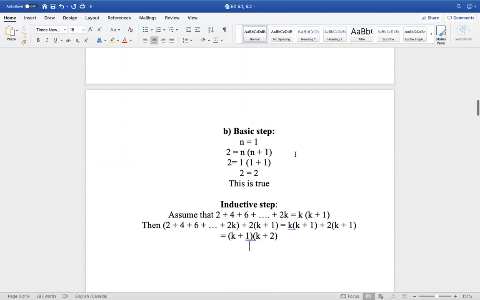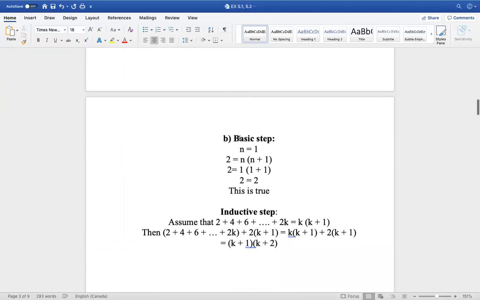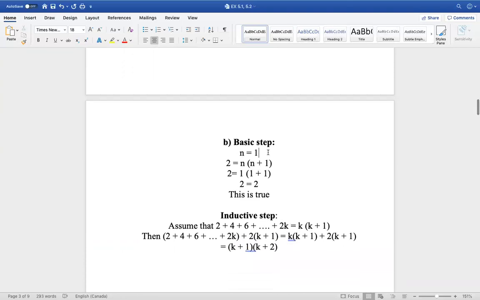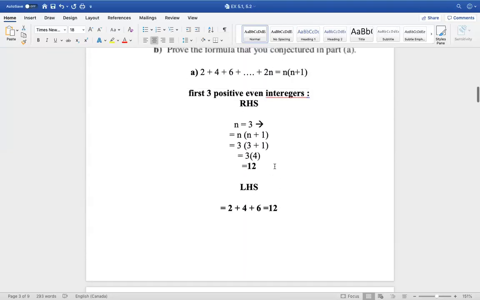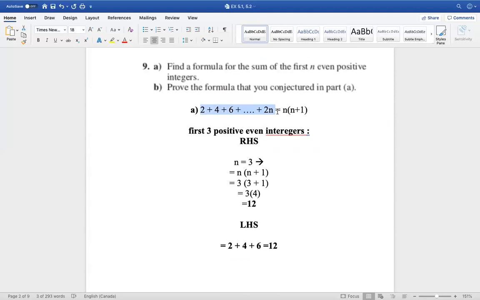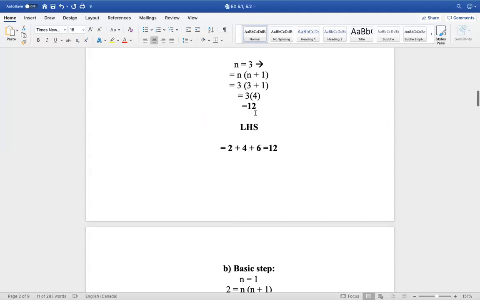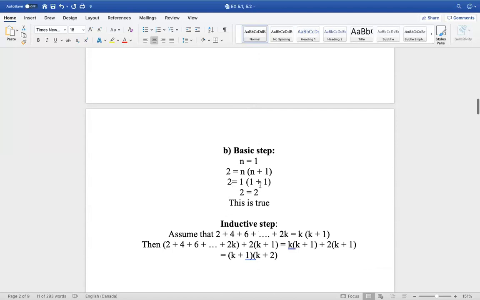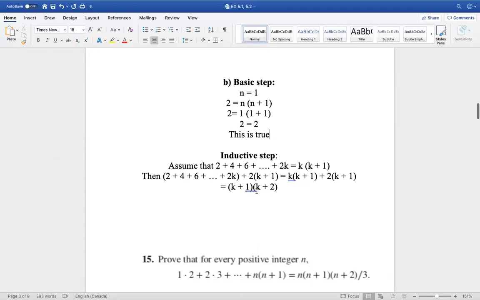Okay, so basically we start with the first even positive integer, which is n equals 1, and then we prove that this formula that we just found in part A is true for the basic step. So we found that this is actually the case. This is true. And then the inductive step we have to prove.